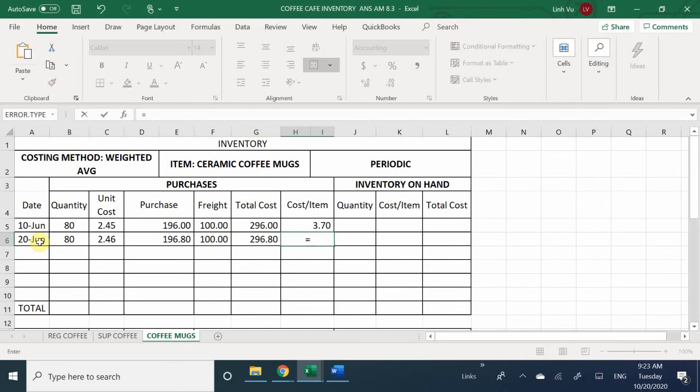What's my cost per item? 371. Okay. Good. Right. Now what?